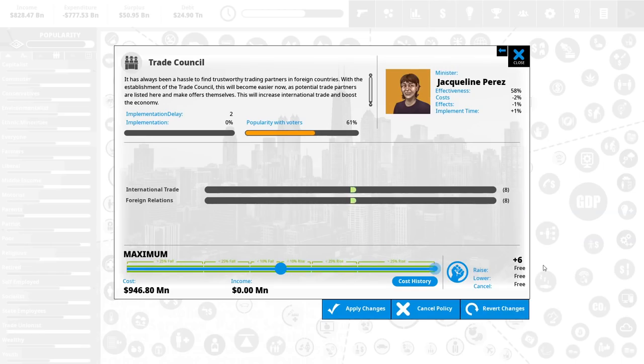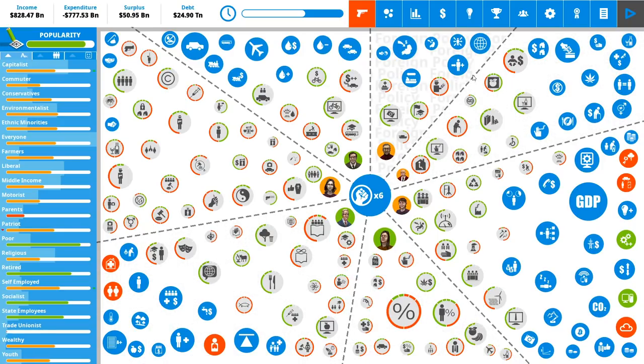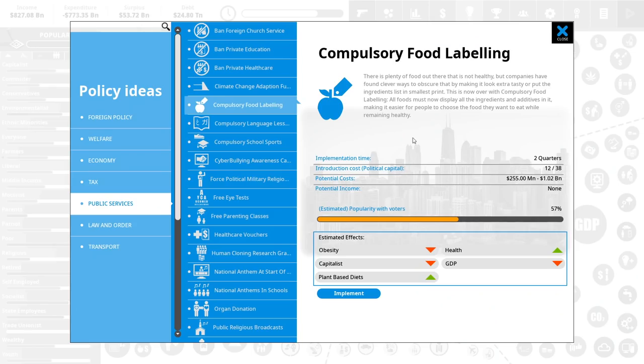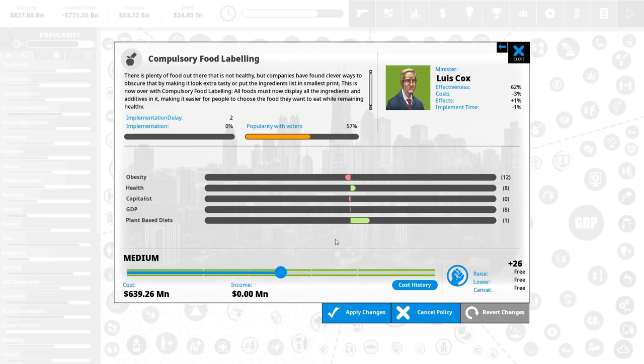International trade, foreign relations, whack that up to max too. Yes, and somebody did say we needed to get vegetarianism up a bit because we've got a bit of a water crisis going on and that's the easiest way to do it. So, yeah, let's have compulsory food labelling because it makes sense people should know what's in the food they're eating. And it's super cheap as well. Plus, it'll help out with obesity.